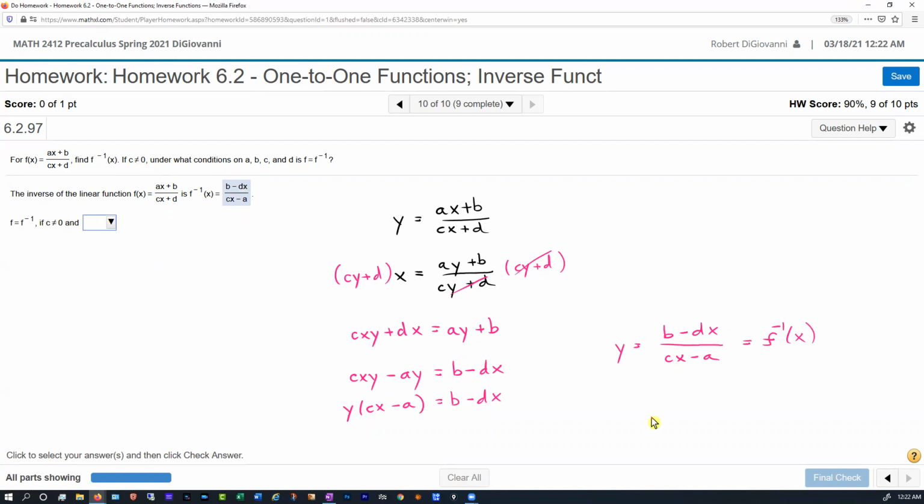Now, it says if c is not 0, okay, so assume that this c is not 0. Under what conditions on a, b, c, and d is f equal to f inverse? So they're saying, when are these two equal to one another? What would it take to make those exactly the same? So let's set them equal to each other. Let's ask ourselves, what would it take to make them equal?